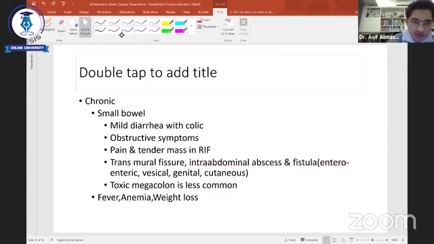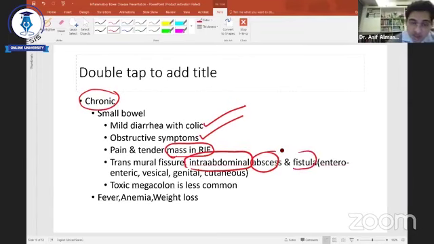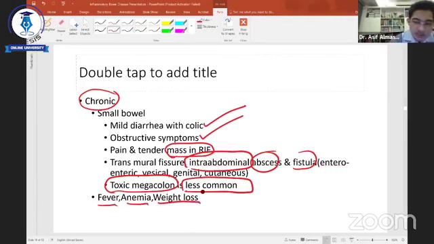In a chronic case, there may be diarrhea with colic. Again, it's an obstructive feature. Obstructive features may be present. There may be a mass in the right iliac fossa. There may be abscess, intra-abdominal abscess, fistula formation, which are also quite common. Now, if you remember, toxic megacolon is common in ulcerative colitis, but it is less common in Crohn's disease. Systemically, there may be fever, anemia, weight loss. Especially if young children are affected by Crohn's disease, they will have stunted growth.